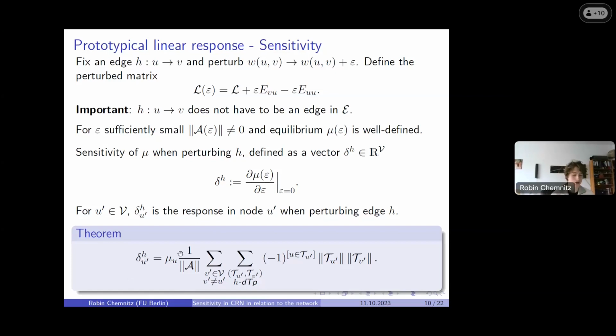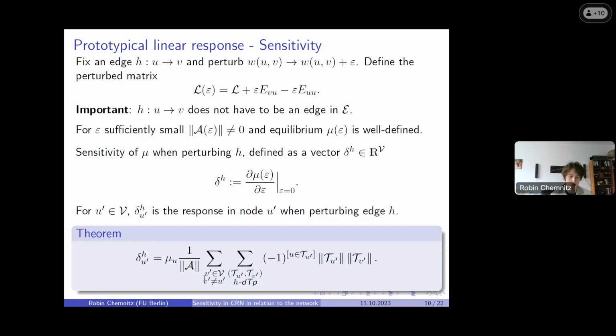But if we want to look into the formula, then in the beginning we have a factor of mu u. So this means u is the source node of the edge we are perturbing. That means if there's very little mass in the node that we are perturbing from, then the response in general will be low, which intuitively makes sense. If you make a change somewhere where there's very little mass, you will get very little response. Then the total focus is more or less just a normalizing quantity.